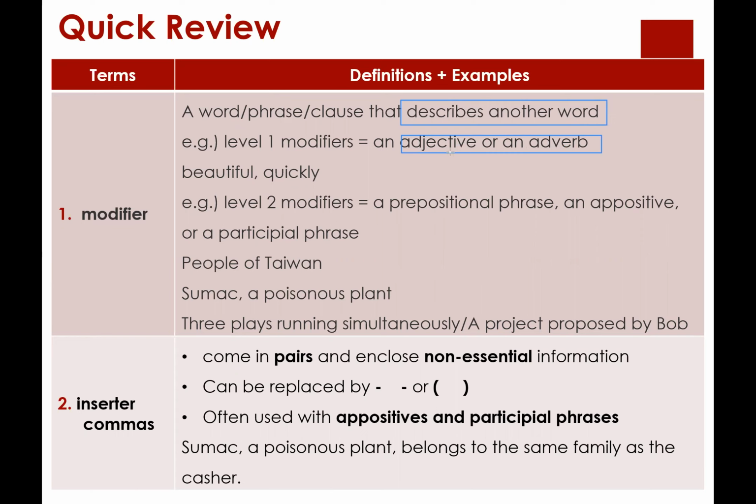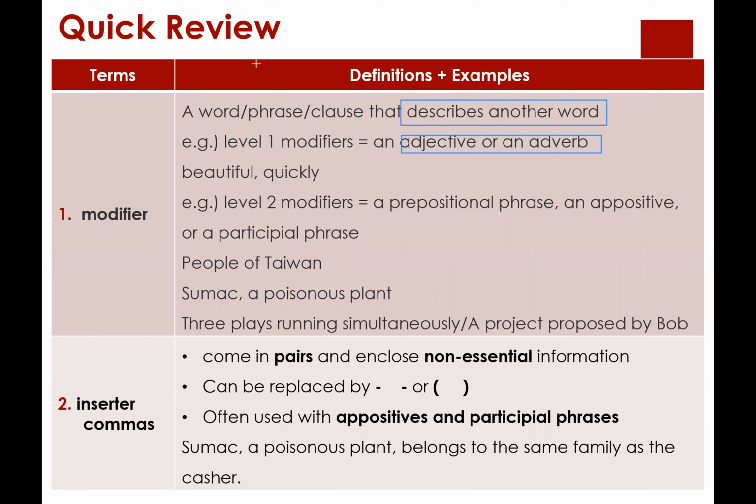So for an adjective, we have level 1, level 2 adjective like beautiful, right? And of course, level 2 would be our phrase like prepositional phrase, appositive, or a participle phrase. So they modify our nouns or pronouns. And we also have our adverb, which is like level 1 quickly, or a prepositional phrase can also function as an adverb, right? And that's level 2. So the difference between level 1 and level 2 is simply that level 1 is a word, whereas level 2 is a group of words without subject verb.